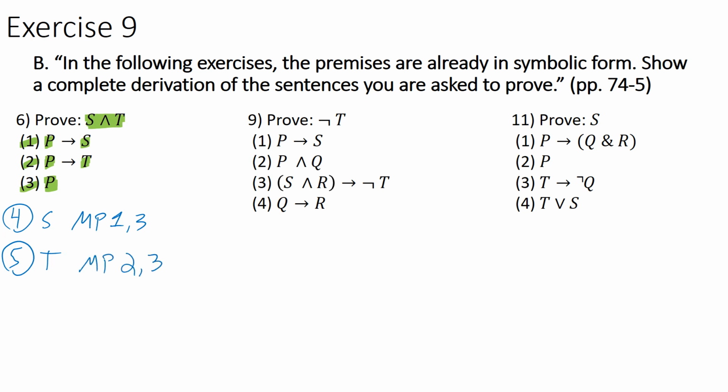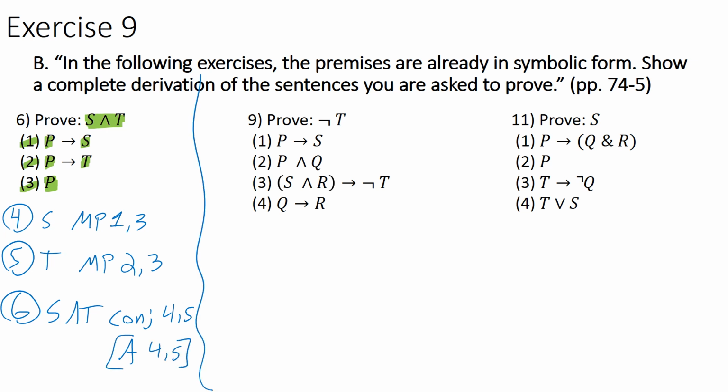We want to prove the conjunction S and T. S appears on line 4, T appears on line 5. Just combine them together. Hence for 6, we can get S and T by the conjunction rule with lines 4 and 5. The conjunction rule is also known as the adjunction rule. So that proves that. For number 9, we want to prove not T.